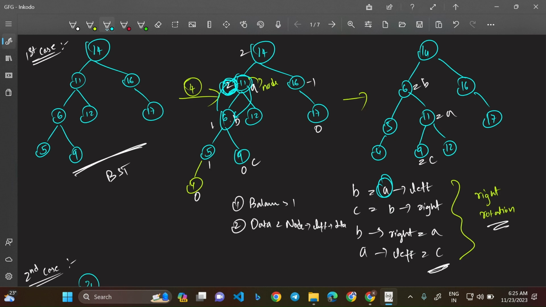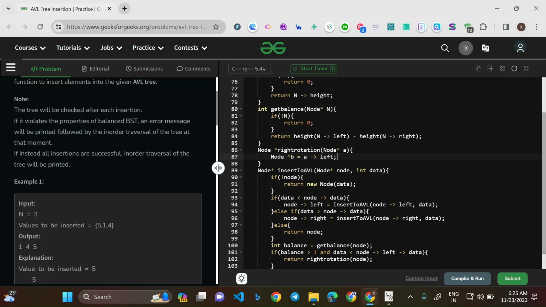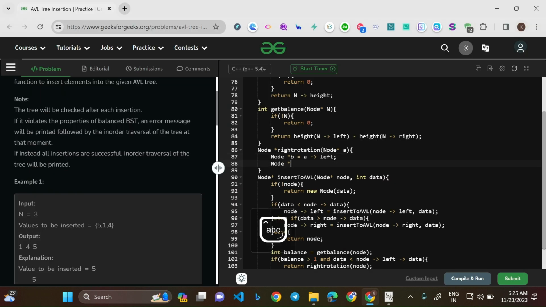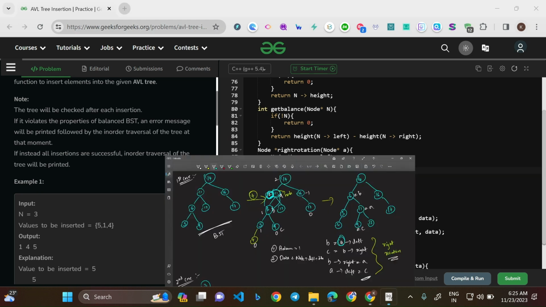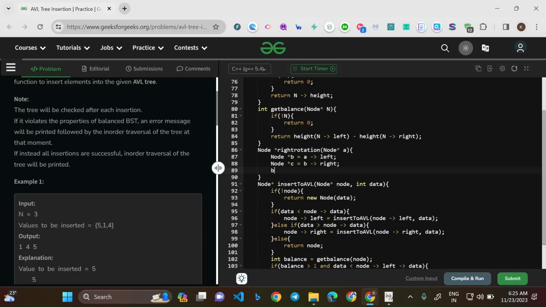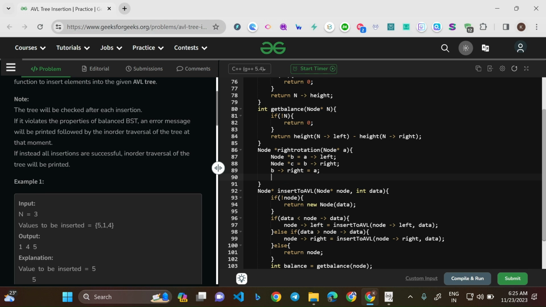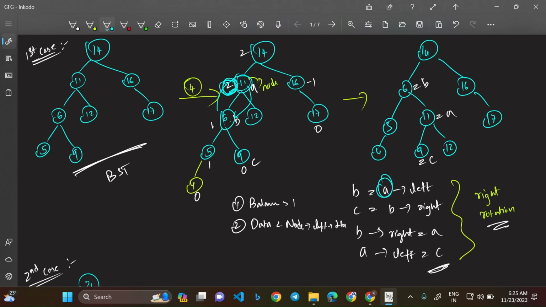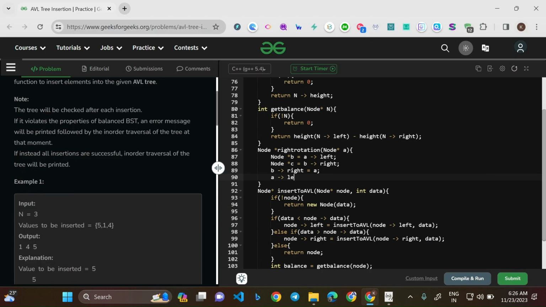And what is the second thing that we are doing? c equal to b's right. So node star c equal to b's right. That is also done. And what's the third thing that we are doing? b's right is equal to a. I'll just write this here. b's right is equal to a. And what's the other thing that we are doing? a's left is equal to c.